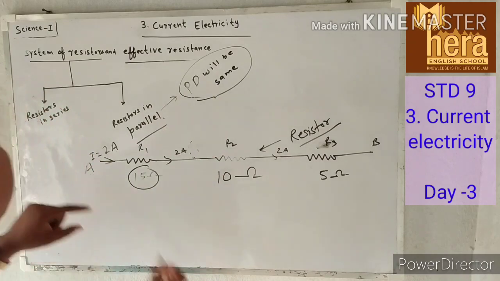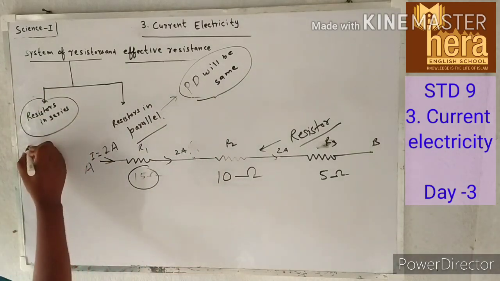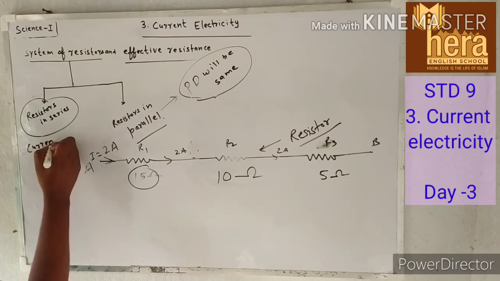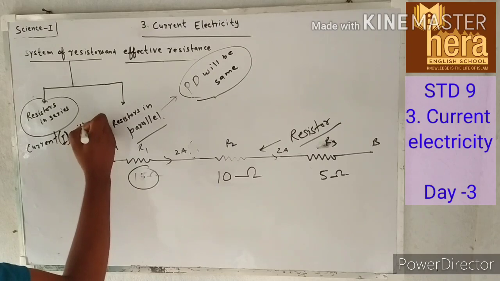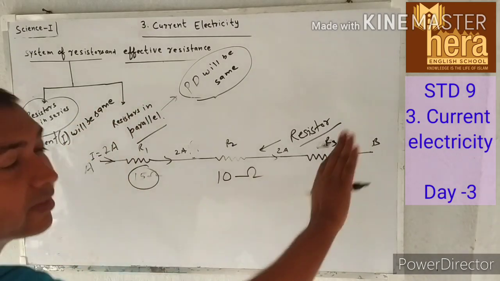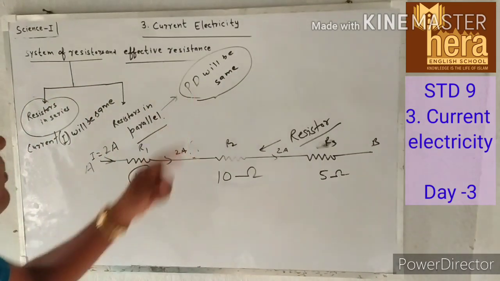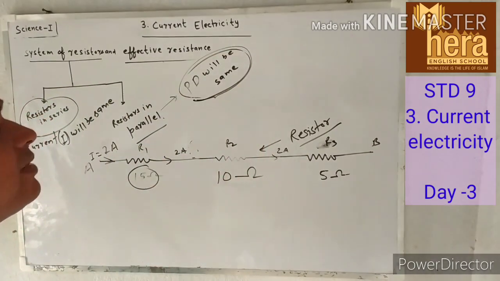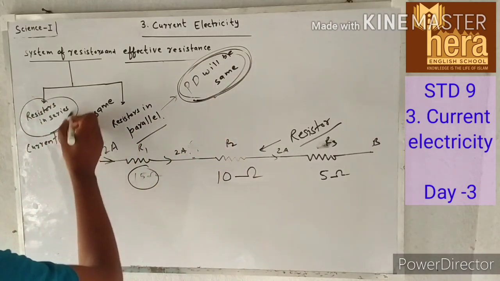In case of series, what will be the same? Current will be the same. Current I will be the same or constant for every resistor which is connected in series. Understood? PD, meaning potential difference, will be the same in parallel. These 2 points are very, very important.